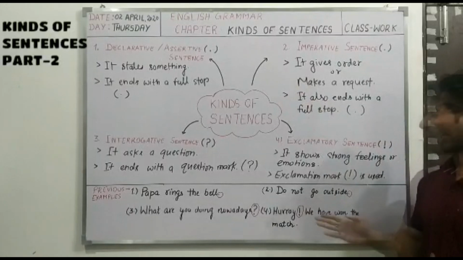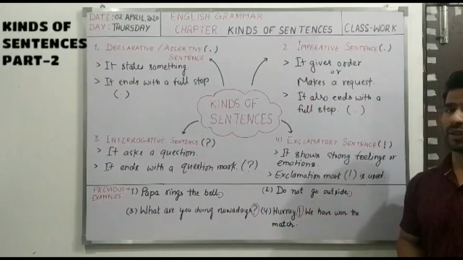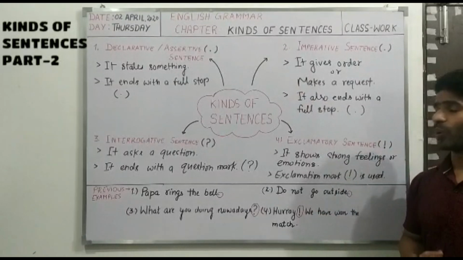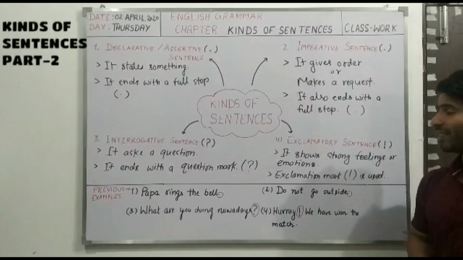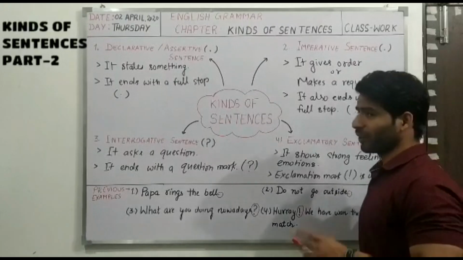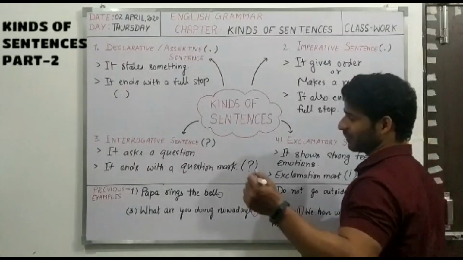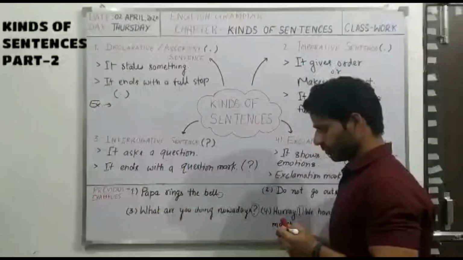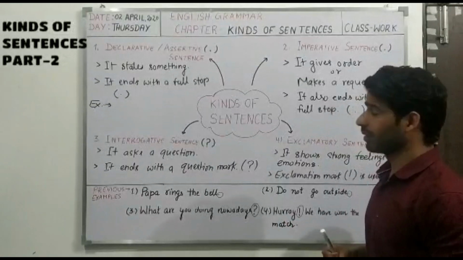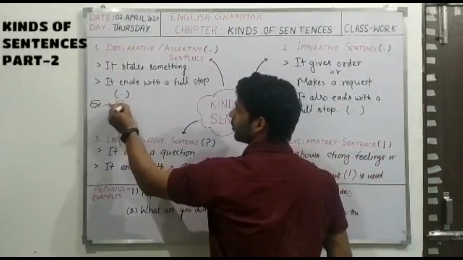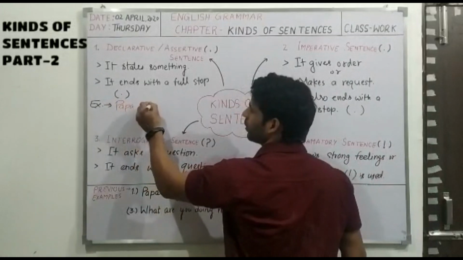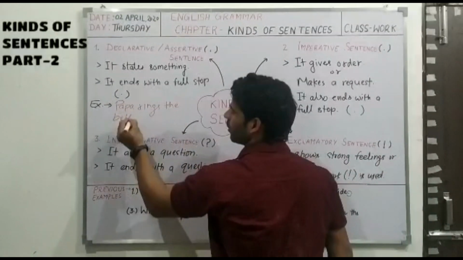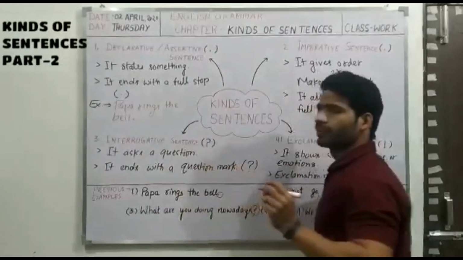First of all, try to identify which one of them do you think is a declarative one. Try. Okay. So many of you are giving very correct answers. Let me write it for you, okay? I know you answered it correctly, but still, let me write this. The example is, yes, correct. Papa rings the bell. Papa rings the bell is the correct answer.